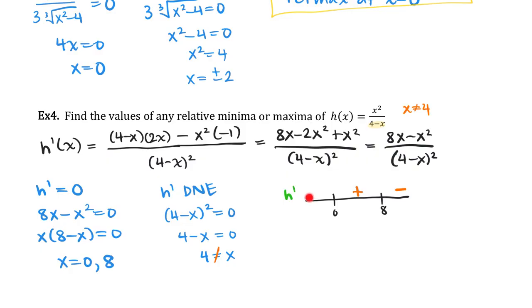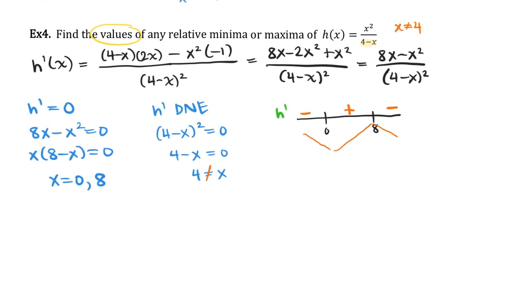Let's plug in negative 1. Negative 8 minus 1, negative 9. 4 minus 9, well, this is squared, so it's positive no matter what. So negative here. So what does this mean? It means there is a relative minimum at 0, a relative maximum at 8. Since they want the values of the relative minimum or maximum, I need the actual y values. Okay, so let's plug 0 and 8 into the original function.